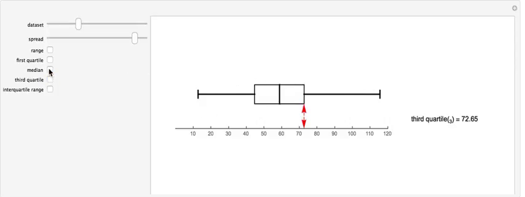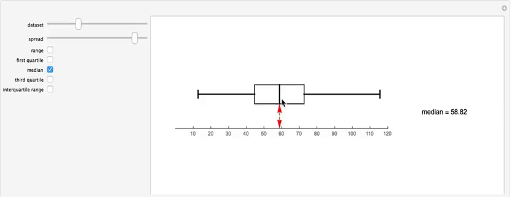Then you can look at your median, which is the 50th percentile. It's that line that goes right through the middle of the box. 50% of all your numbers lie over here, 50% lie over here. It's the exact middle. If you were to arrange all of your data points in order, increasing to decreasing or decreasing to increasing, this would be the exact middle data point.